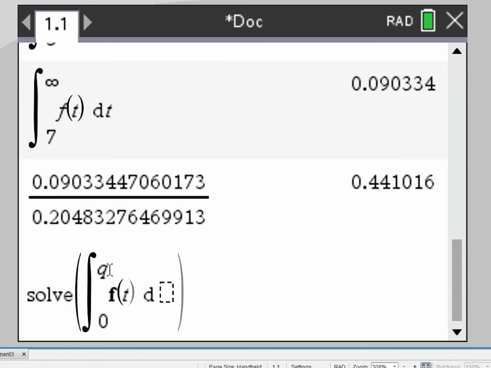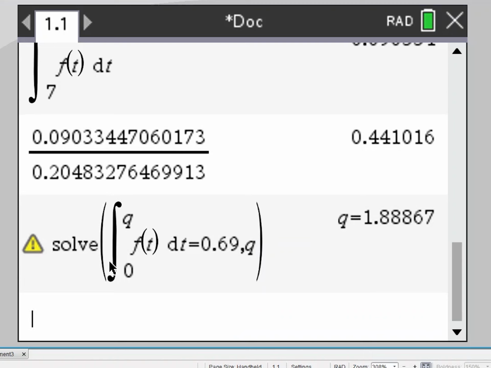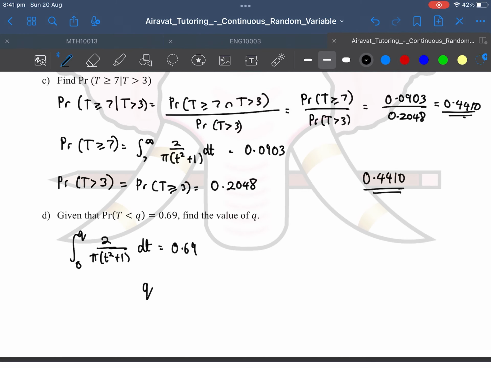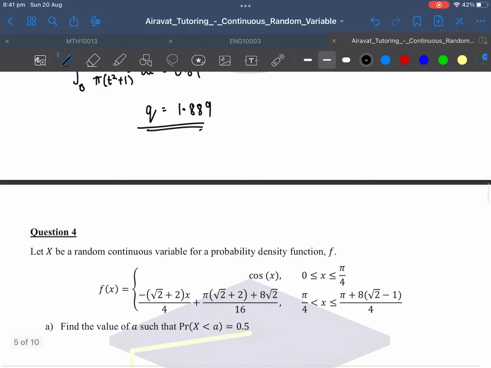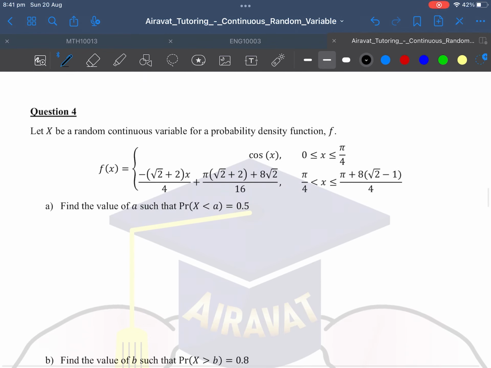The integral of f(t) dt equals 0.69, comma q. Press control enter, and there you go, that's how we do this. So our CAS gave us q equals 1.889. Round off. Okay, very good. This is a horrible looking thing, but do not worry, I got you.